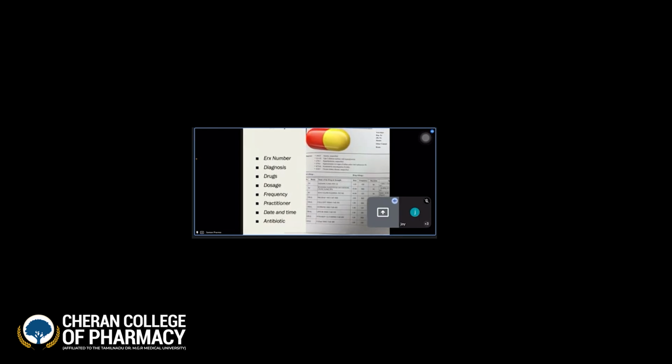If you are going to give any antibiotic without prescription, without being prescribed by a doctor, you can just imagine the fine which a pharmacist will get is around 1 lakh Indian rupees. Without a prescription, if you are going to give an antibiotic, you will be getting a fine of 1 lakh Indian rupees. So in this way, Dubai government is far ahead actually.